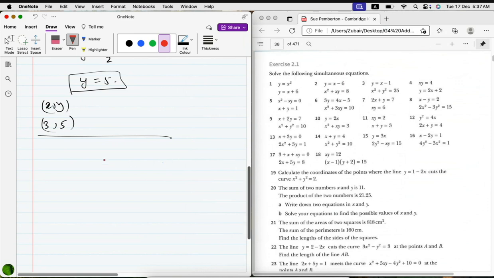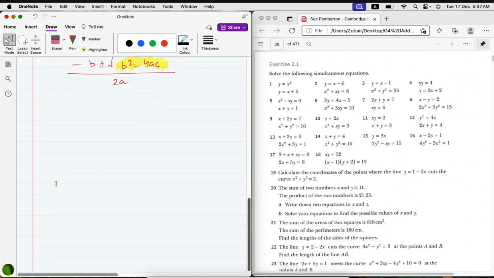How would we know that we are not getting any solution? Minus b plus minus square root of b square minus 4ac over 2a. We will get this part as negative if there is no solution.